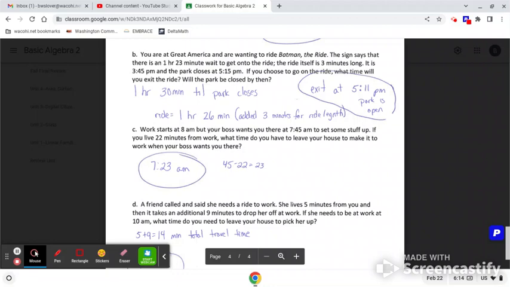The park closes at 5:15. It's 3:45. So you got an hour and a half. The ride itself, because it's an hour, 23-minute wait and 3 minutes for the ride, that's an hour and 26 minutes. So from 3:45, you're going to add an hour and 26 minutes. That brings us to 5:11. That's when you're going to be getting off of the ride. So you have an extra 4 minutes to go to the bathroom. I don't know, whatever you do for 4 minutes.